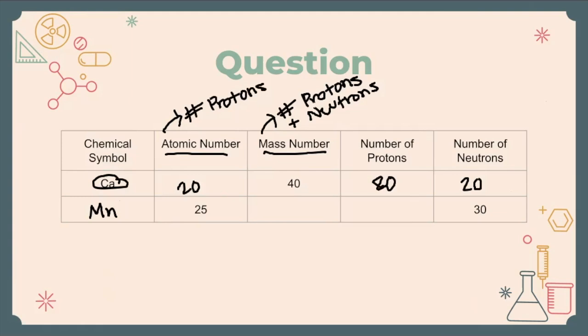So we know how many neutrons it has. We know the atomic number, and we now know the chemical symbol. So we also know the number of protons because the number of protons is equal to the atomic number. So the number of protons should be 25. And we know that the mass number is protons plus neutrons. So we have 25 plus 30, which is 55.